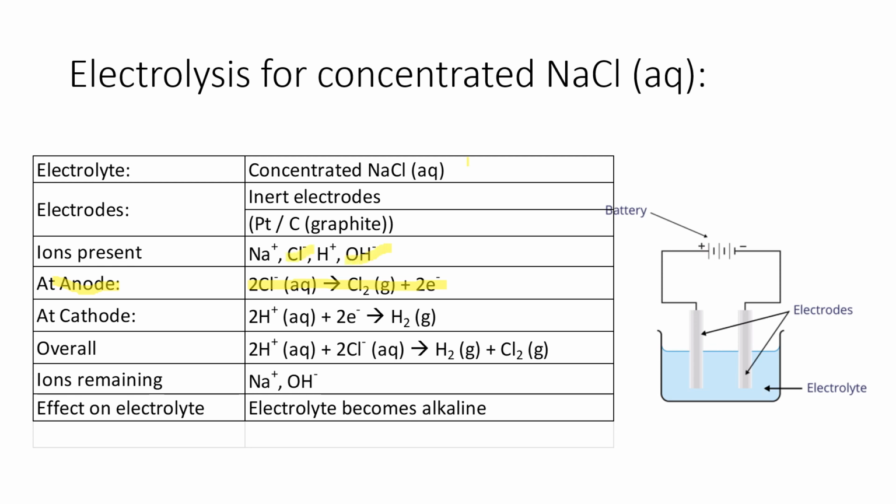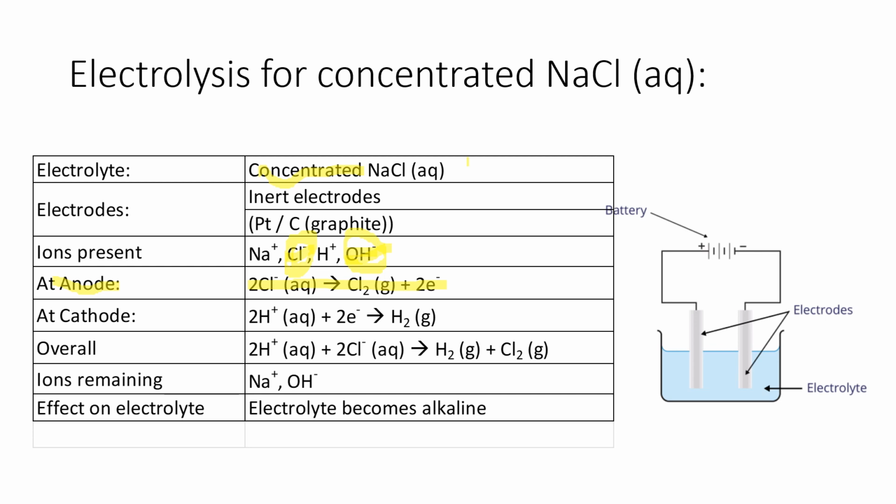Now, if you're comparing OH minus and Cl minus, it depends on concentration. Again, it depends on concentration. If the solution is dilute, it is OH minus. If the solution is not dilute, and in this case it is concentrated, then we will take the Cl minus. That's all for the negative ions.